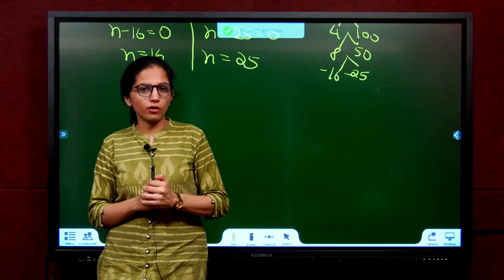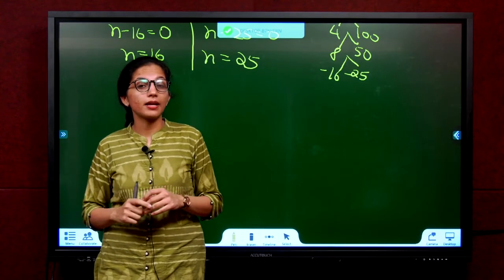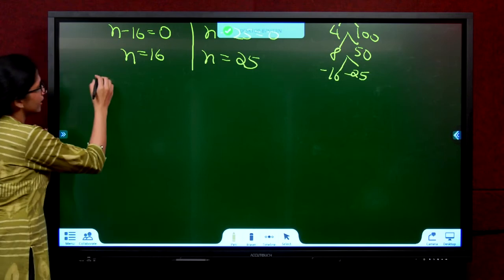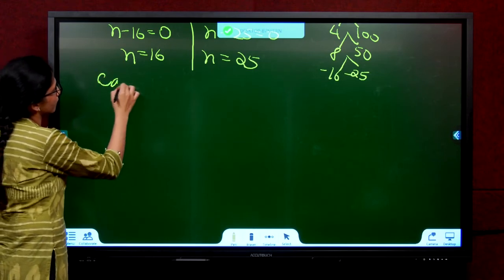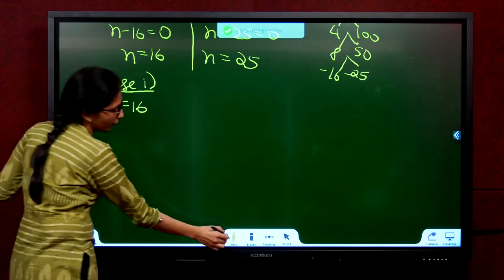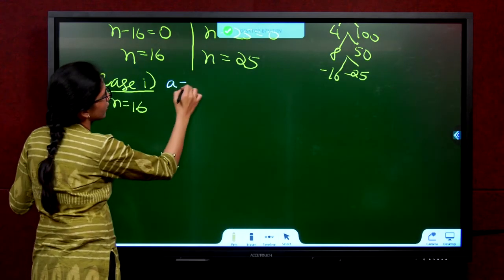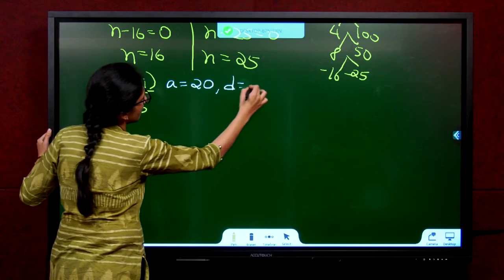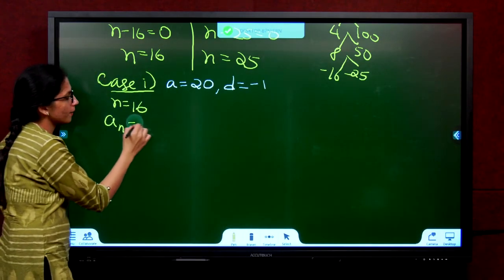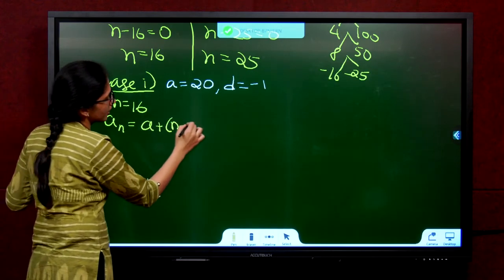So we will go to check what they have told in the question, the other part. How many logs are there in the first row? Let us verify that. See, case 1, when n equals 16. Before that, what is A? 20. What is D? Minus 1. So when n equals 16, we know the formula an is equal to a plus n minus 1 into d.